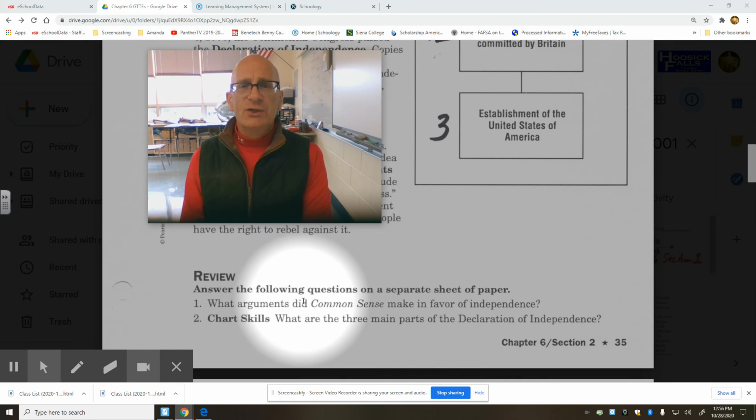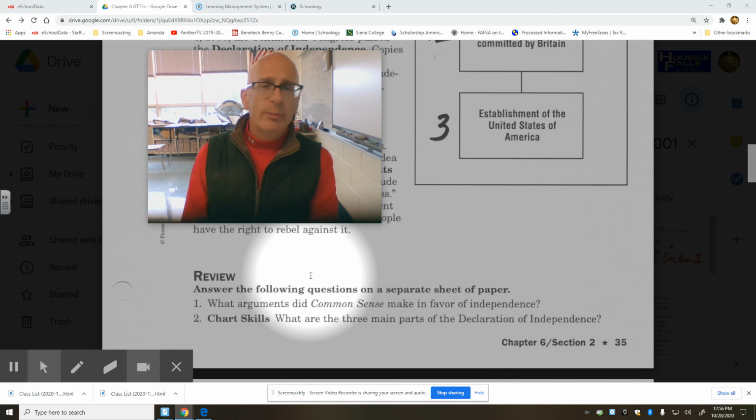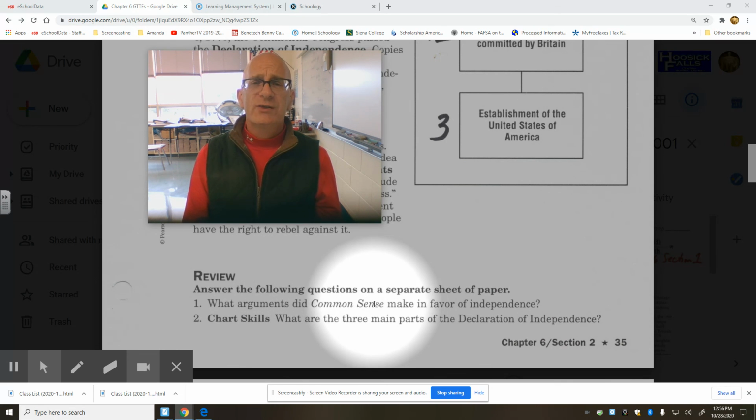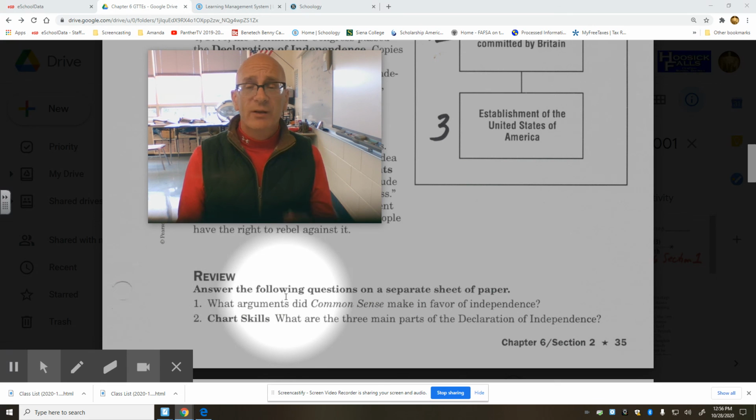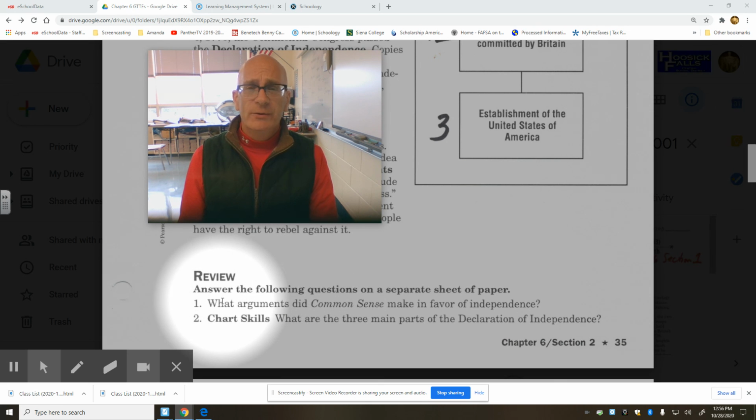In our next section, Chapter 6, Section 3, we'll be looking at the war shifting to the Middle States, the states of New York and Pennsylvania, New Jersey and Delaware, and that will be the topic we will visit in our next lesson on the American Revolution. Chapter 6, Section 3, Struggles in the Middle States, coming up soon.